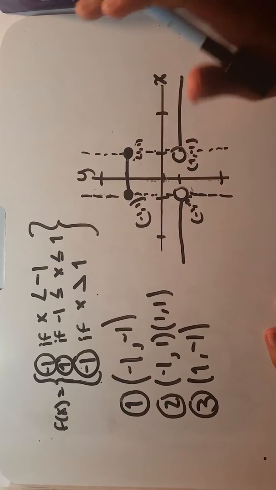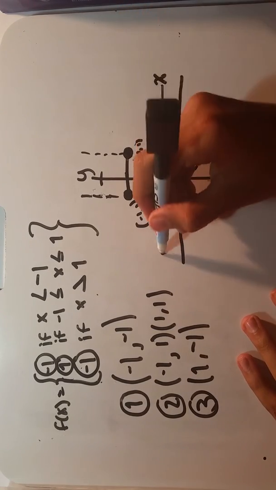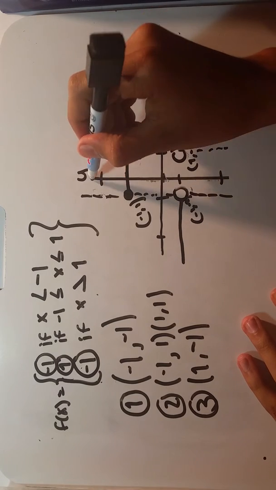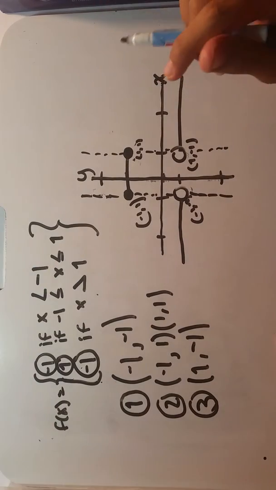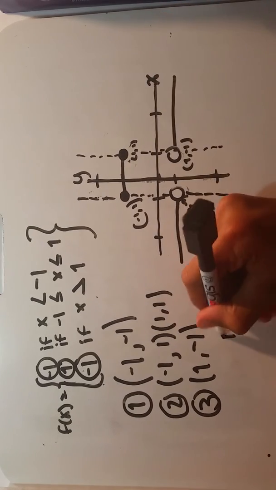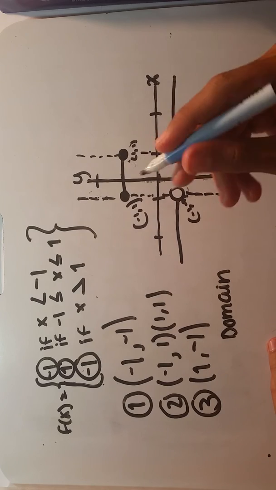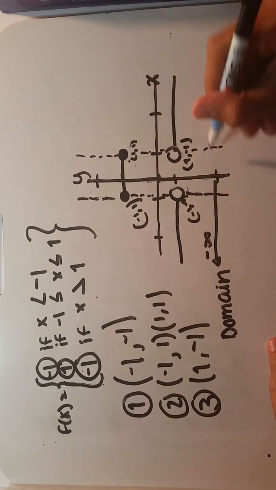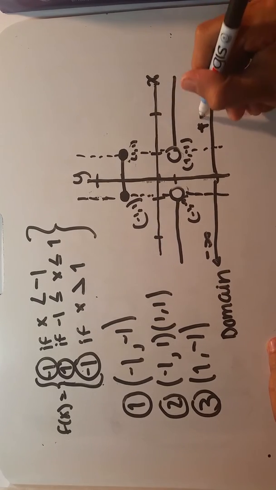To define the domain and the range, we have to remember that the domain are the x values we use, and the range are the y values we use in the graph. So, in this problem, the domain is minus infinity to plus infinity.